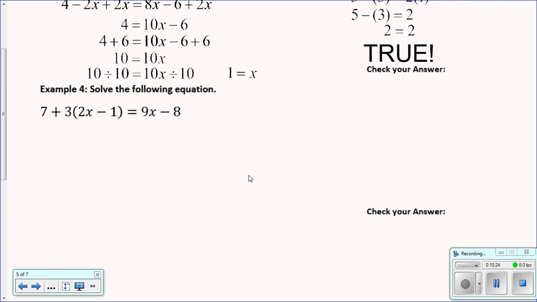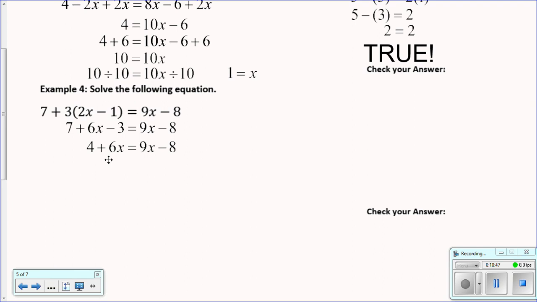Okay? Example 4, same deal. I need to distribute first. The 3 to the 2x and the -1. So I get 3 times 2x gives me 6x, 3 times -1 gives me -3. Now I have like terms here. So I go ahead and combine those. So 7 minus 3 gives me 4 plus 6x equals 9x minus 8.